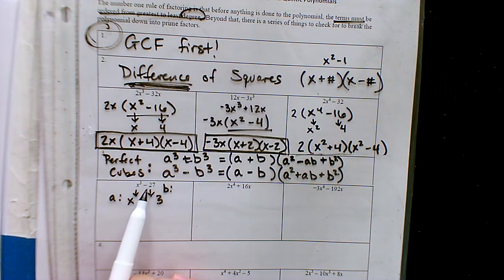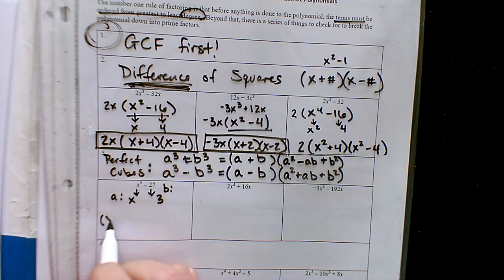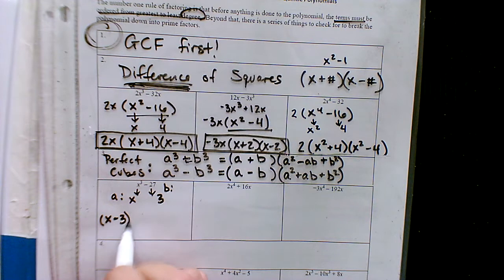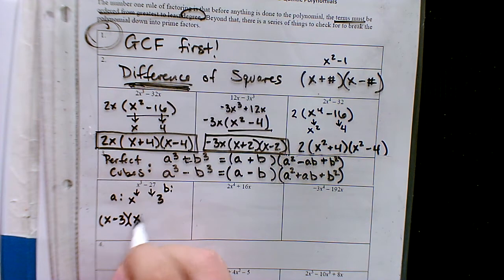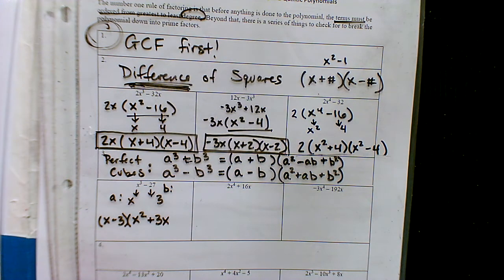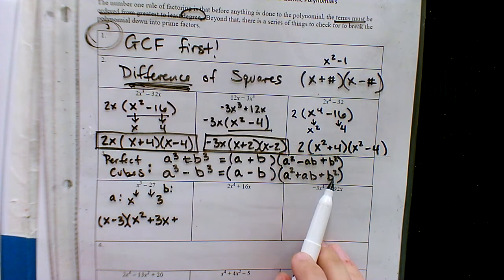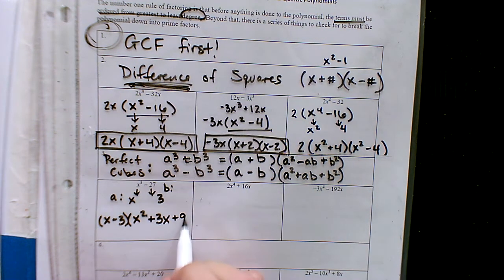So since we're subtracting, we can follow the bottom formula, if that helps you out. We'll need x minus 3. And then the second factor would be x squared plus 3x. And then we would need plus 3 squared, but you can just write that as 9.